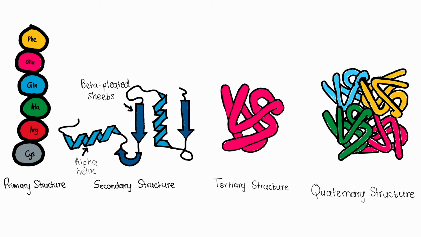Proteins are complex macromolecules made up of amino acids. Their structure can be described at different levels. The different levels include the primary, secondary, tertiary, and quaternary structures. Let's consider each in more detail.